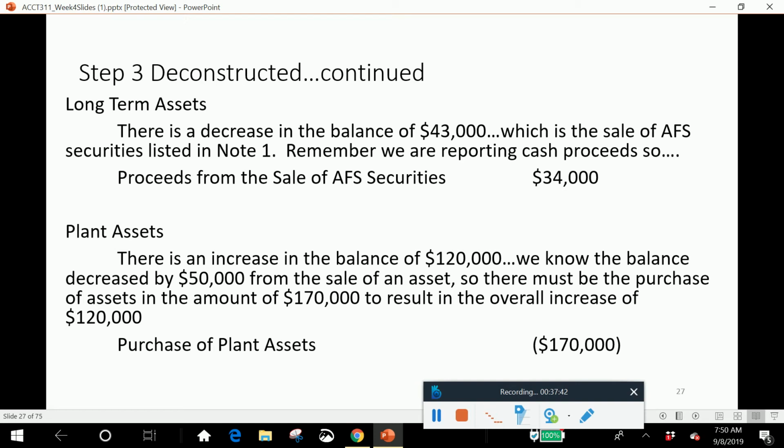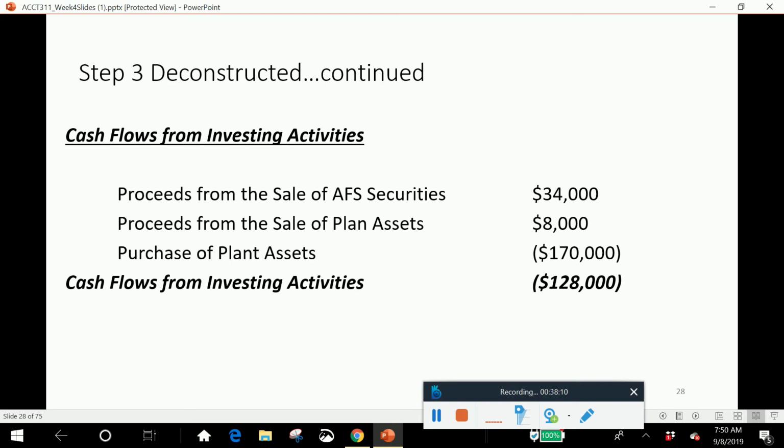For plant assets, there was an increase in the balance of $120,000. We know that that balance decreased by $50,000 from the sale of an asset. So that means we must have purchased assets in the amount of $170,000 to result in an overall increase of $120,000. Therefore, we're going to show purchase of plant assets, an outflow of $170,000. So we add all of those together, and we can see what our cash flows from investing activities were.